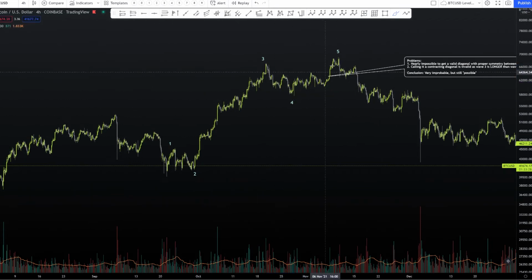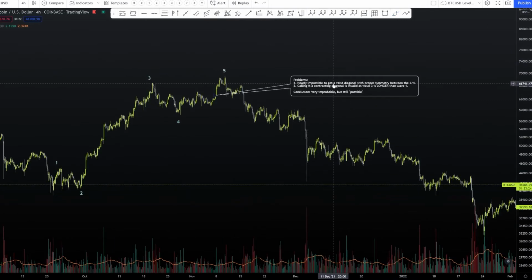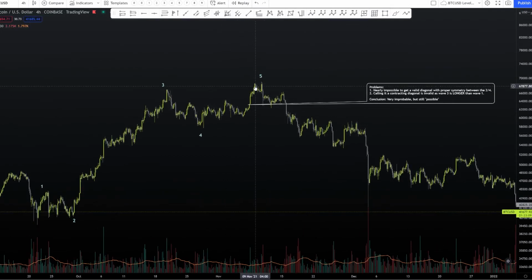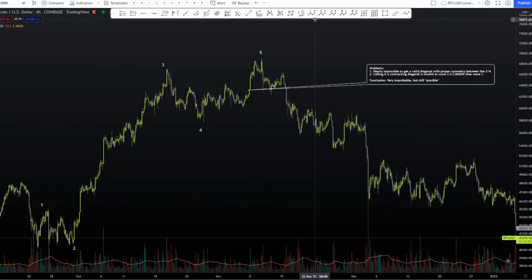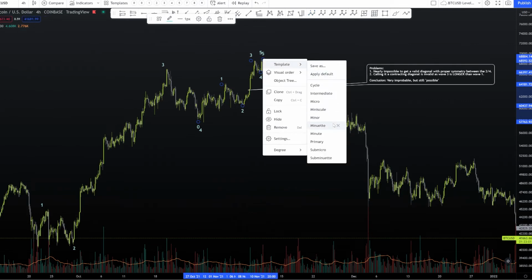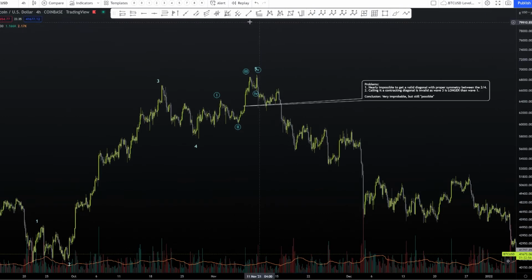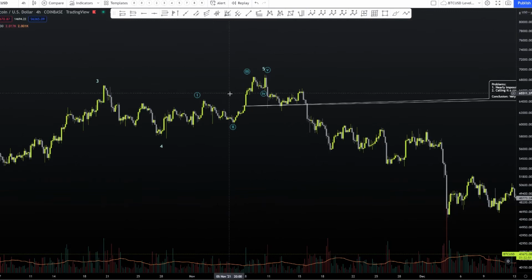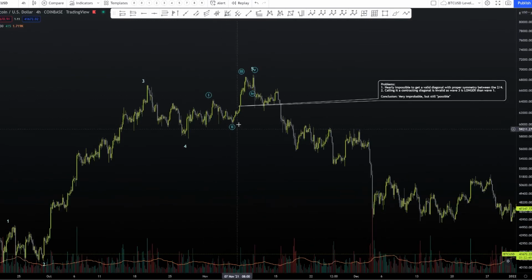And also this wave 5, let's look at the problems over here. It's nearly impossible to get a valid diagonal with proper symmetry between the wave 2 and the wave 4. So that's the first problem. In other words, if you were to subdivide this wave 5, you'd probably have to say this is a 1, 2, 3, 4, 5. Some people are saying this is a 1, 2, 3, 4, 5 for an ending diagonal as shown. That's an invalid way to count this because this wave 4 does not overlap this wave 1. So you're better off calling this an impulse if you were to say this is a 1, 2, 3, 4, 5 as shown.